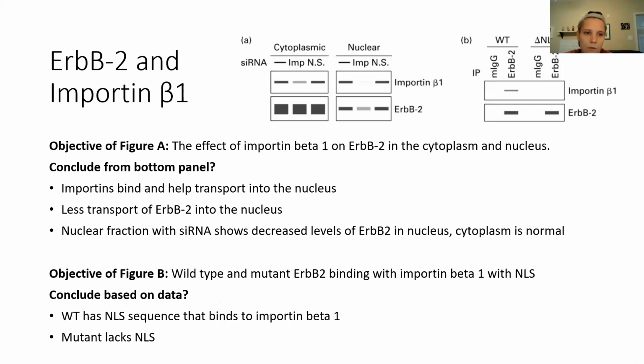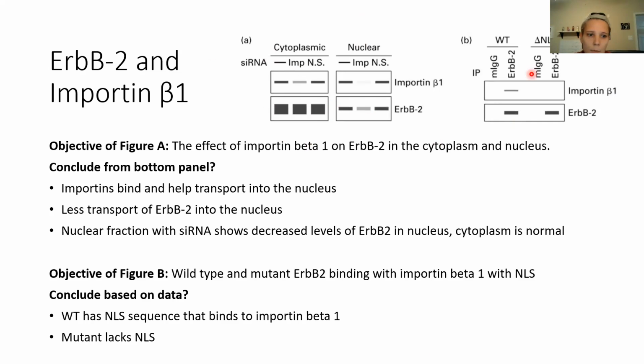Okay, so looking at the questions for the different experiments and the figures. The objective of figure A is the effect of importin beta 1 on ERBB2 in the cytoplasm and nucleus. The conclusion from the bottom panel is that importins bind and help transport things into the nucleus. There's less transport of ERBB2 into the nucleus, and the nuclear fraction with siRNA shows decreased levels of ERBB2 in the nucleus, and the cytoplasm is normal. You can see here different changes in the bars.